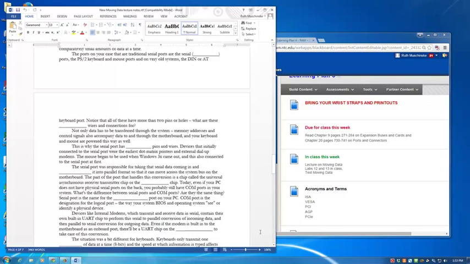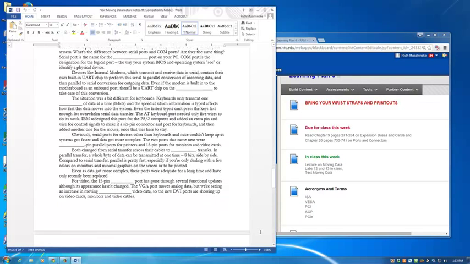Devices like internal modems, which receive and transmit data in serial, contain their own built-in UART chip to perform this serial to parallel conversion of incoming data, and then parallel to serial conversion for outgoing data. Even if a modem were to be built into the motherboard as an onboard port, there will be a UART chip on the motherboard to take care of this conversion.